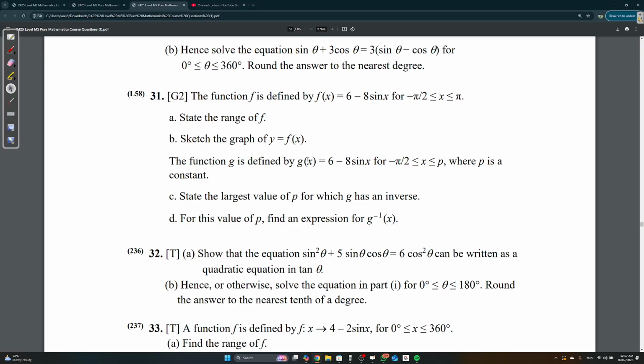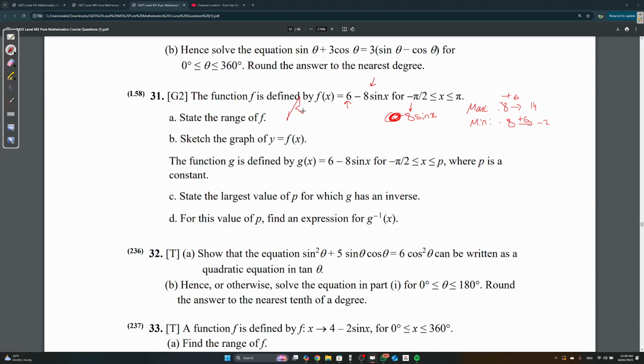When we say range, I need to find the minimum and the maximum. Let's take a look. 6 minus 8 sine x. Ignore this 6 over here. 8 sine x, what does that mean? Max is 8, min is negative 8. But when I add this 6, what happens? You have to add 6, right? So here it becomes 14 as the max, and minus 8 plus 6 becomes minus 2 as the minimum.